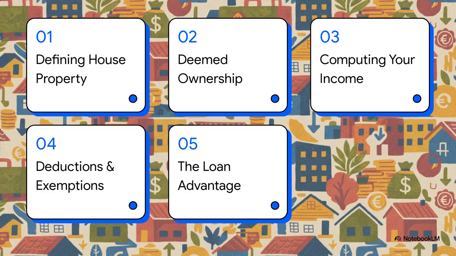Here is the roadmap for our explainer today. First, defining house property. Second, the deemed ownership rules. Third, computing your taxable income. Fourth, deductions and special exemptions. And finally, number 5, the housing loan advantage.